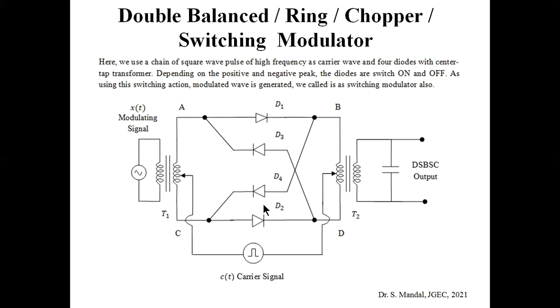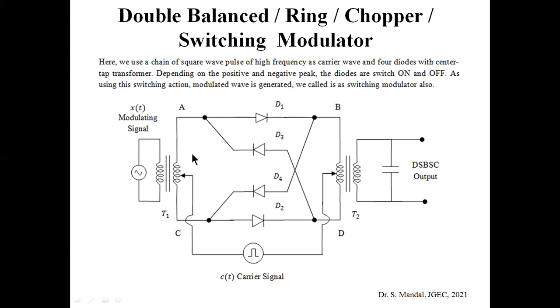We can also call it the ring modulator, chopper modulator or switching modulator. All these are the same. In the semester, if any of these modulator names is mentioned, all are the same, either double balance, ring, chopper or switching modulator. Just remember them. Okay. So this is the corresponding circuitry of the ring modulator or double balance modulator, where we generate the DSB signal, and here the equation is balanced with respect to both the carrier and the message signal. That's why we call it the double balance.